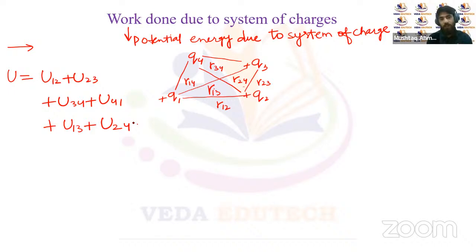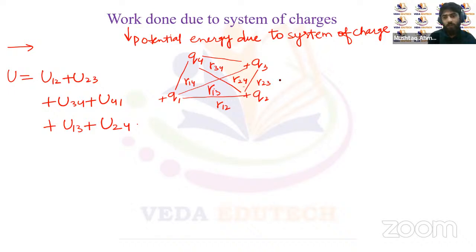And this means that this much work done is required to assemble the system, to create the system of point charges, right? So if we have to calculate the total potential energy for a system of charges, we have to look at all the combinations of the charges that are there, and finally add each and every potential energy of two charges, and then we can get the total potential energy of the system.